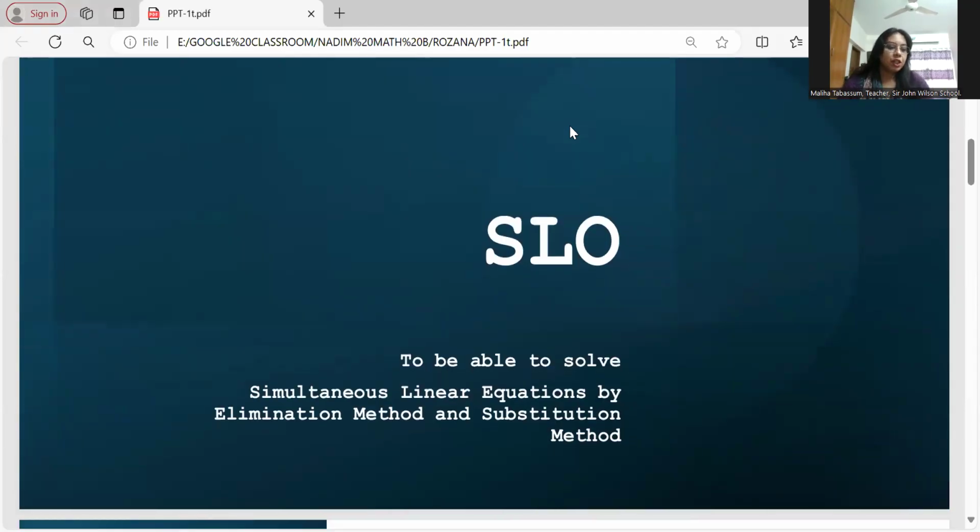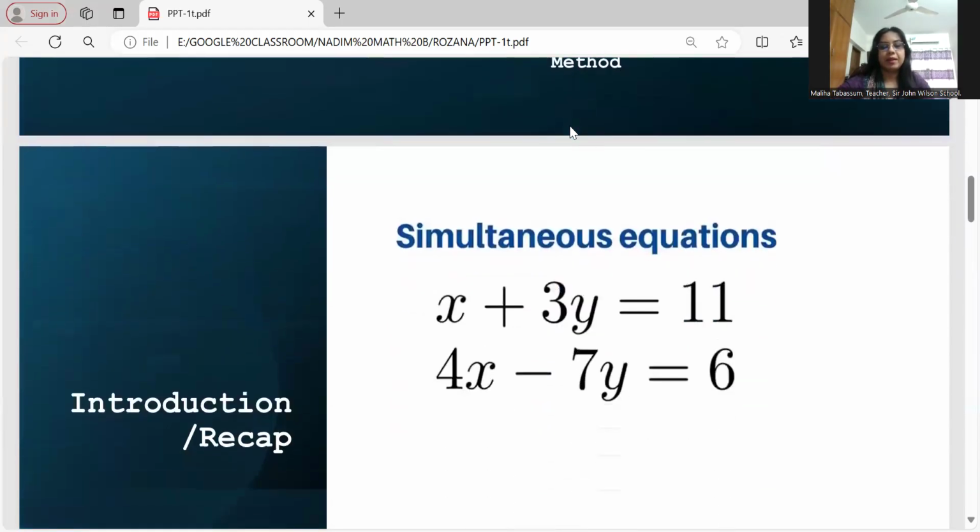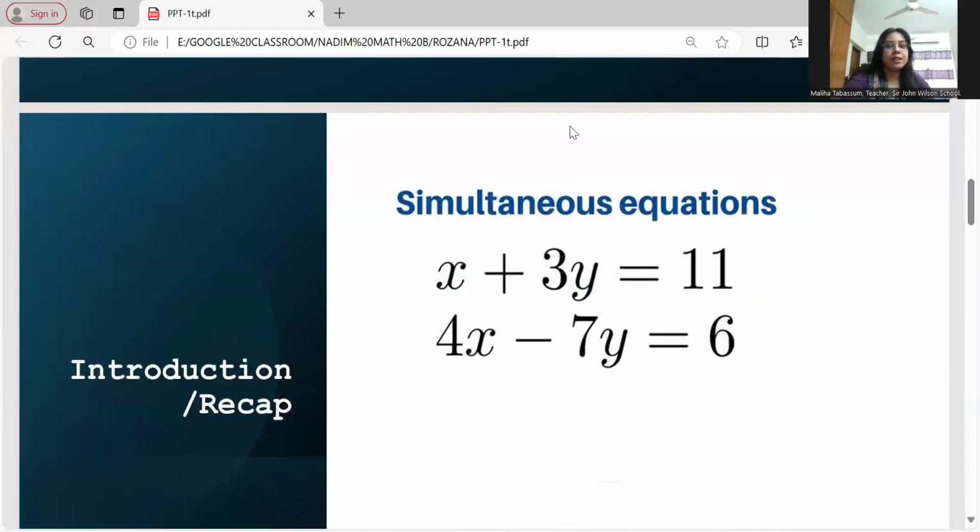After this session, you will be able to define what a linear equation is. You will understand what it means for two equations to be simultaneous, and you will be able to solve two linear equations with two variables using different methods. One is the elimination method and another is the substitution method. Here is an example of a simultaneous linear equation.